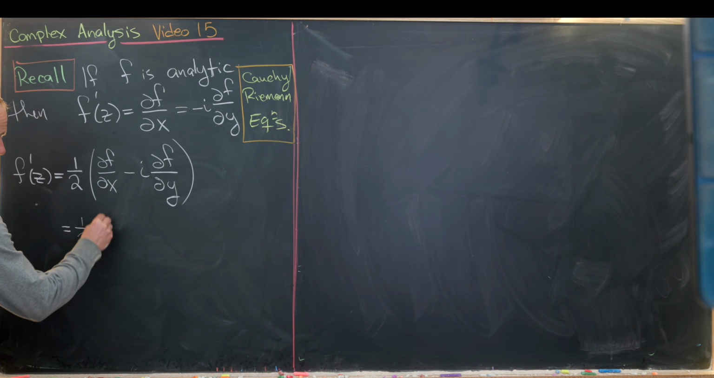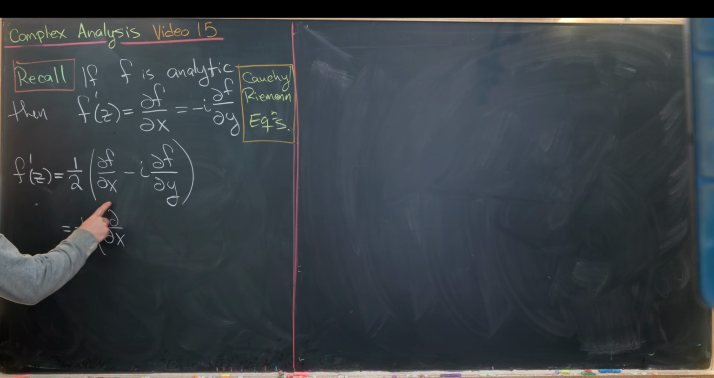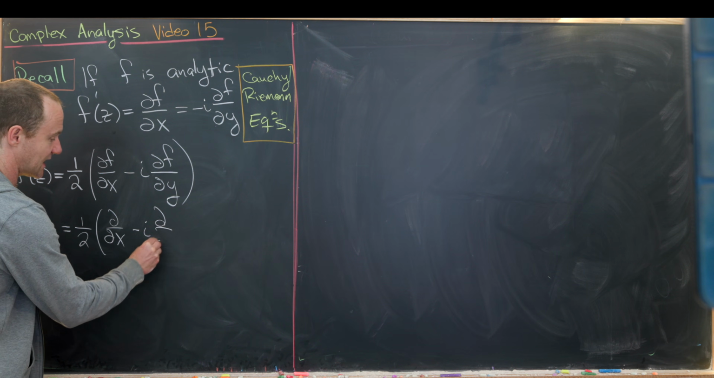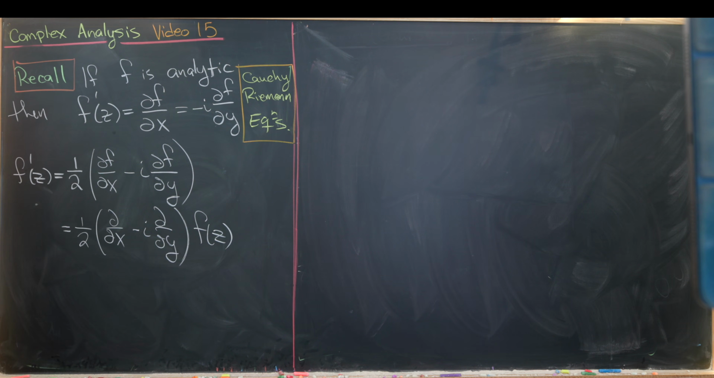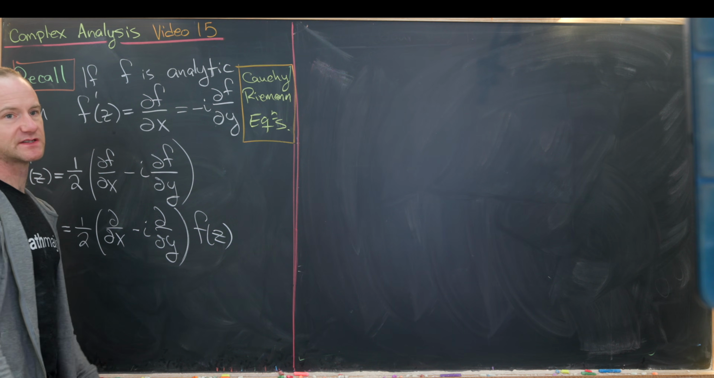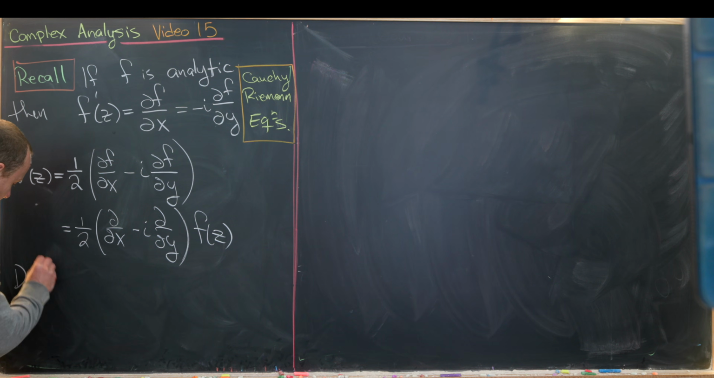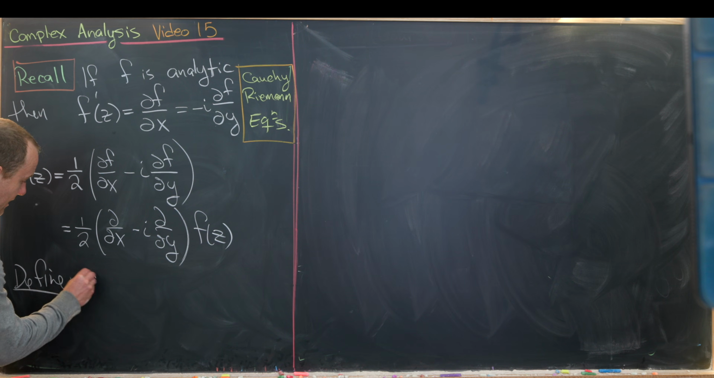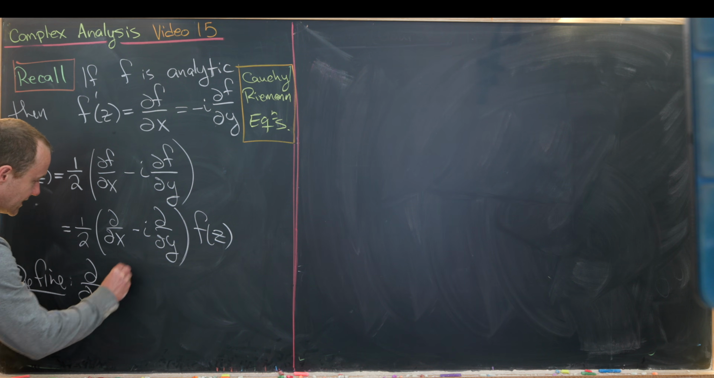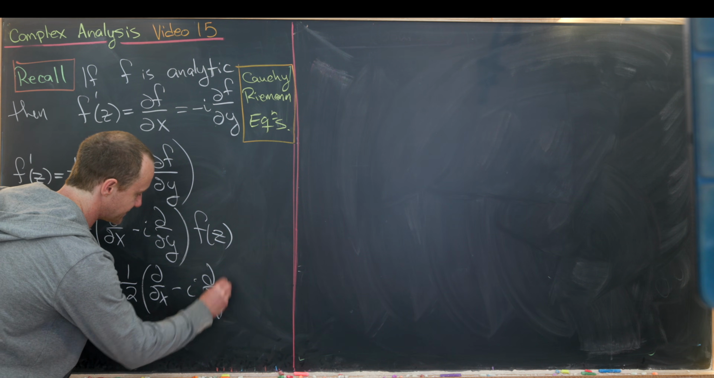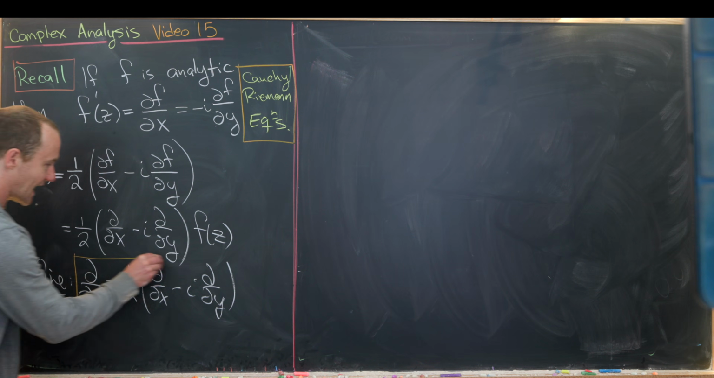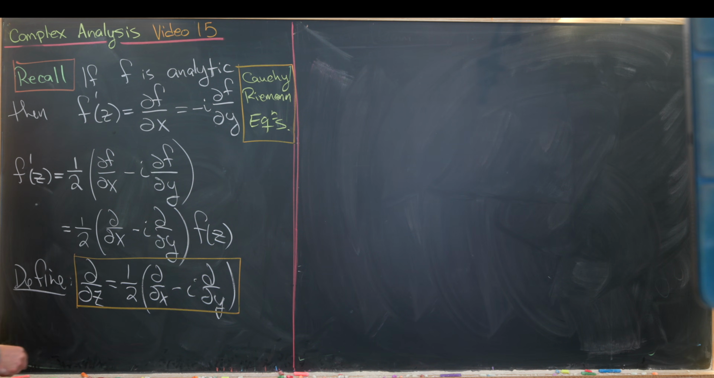We have 1/2 times the partial with respect to x operator, so that partial derivative operator, minus i times this other y partial derivative operator, evaluated at f of z. So that really gives us some motivation to define the following object. So we'll define the partial with respect to z to be equal to 1/2 the partial with respect to x minus i times the partial with respect to y. So this is a natural definition because this partial with respect to z applied to a function gives us f prime of z, which is the derivative of f with respect to z.